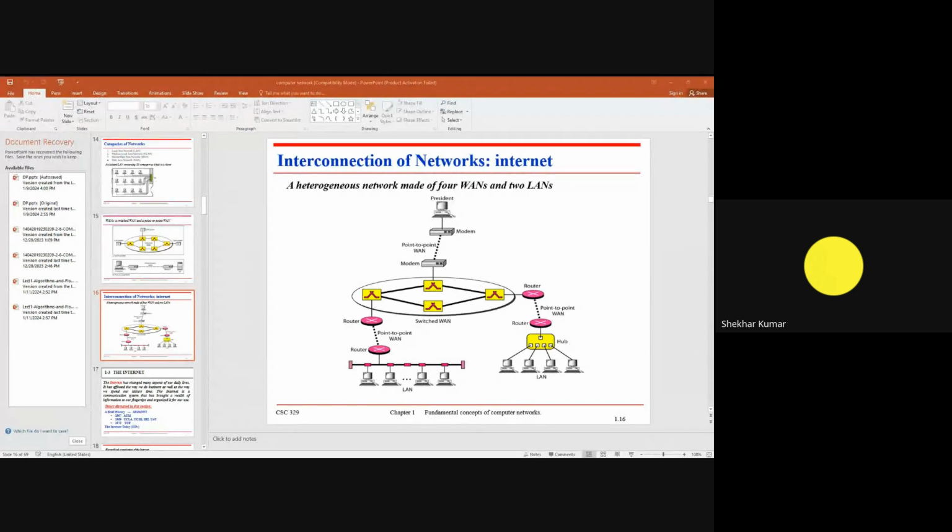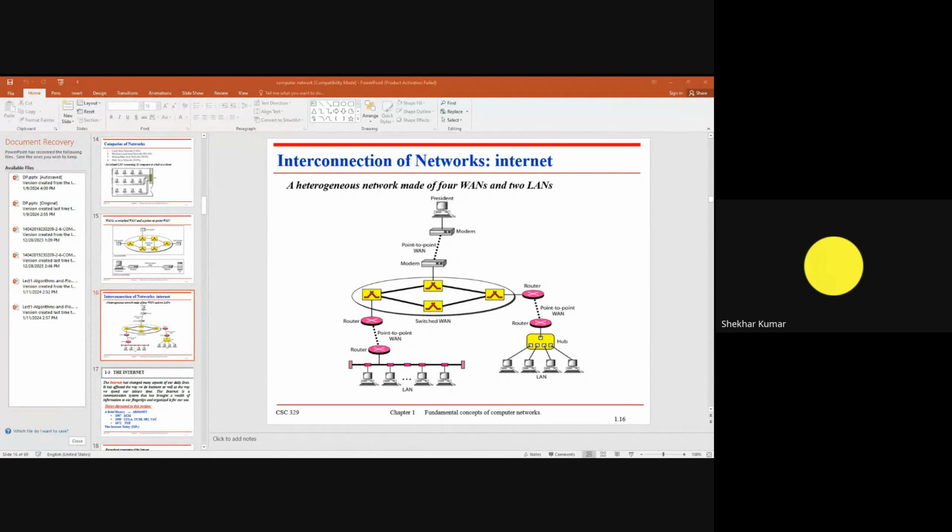A MAN, metropolitan area network, covers an area the size of a city. It generally covers your towns and cities, ranging between 5 and 50 kilometers in diameter. It was developed in the 1980s. We generally transfer the data with the help of optical fiber cables in a MAN.